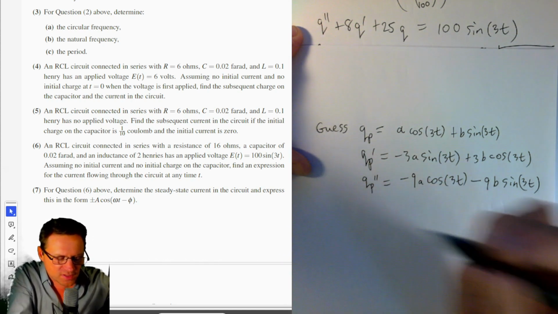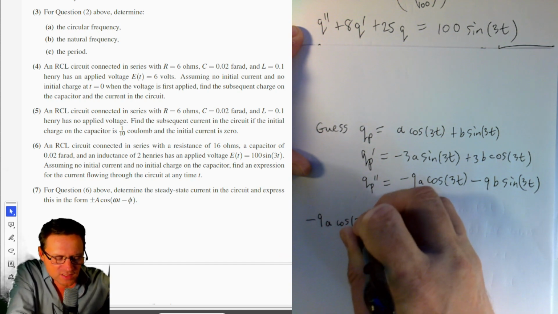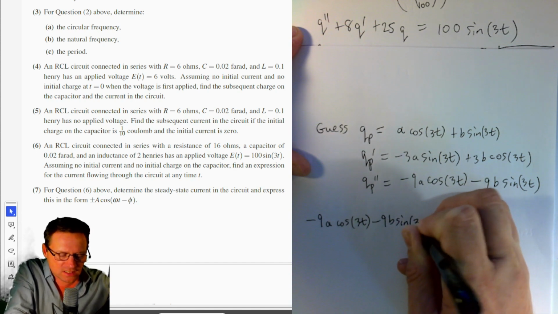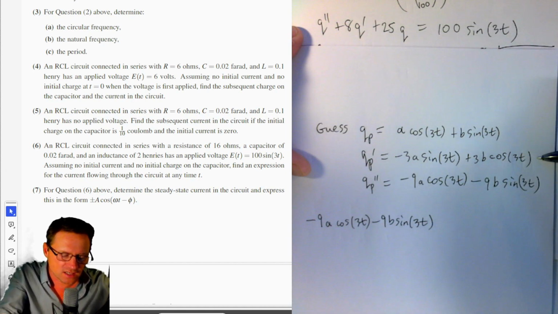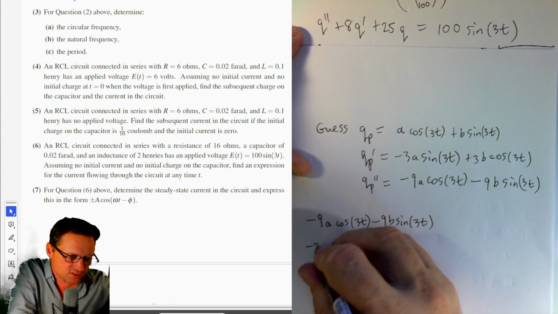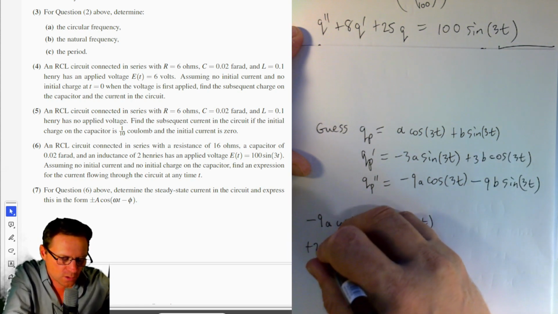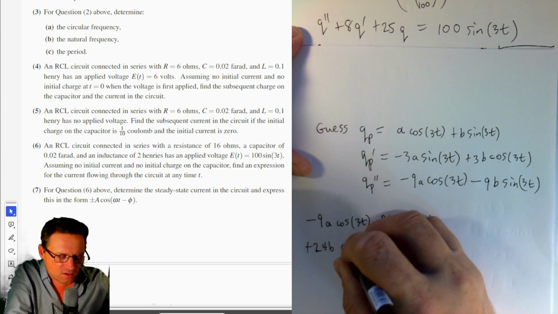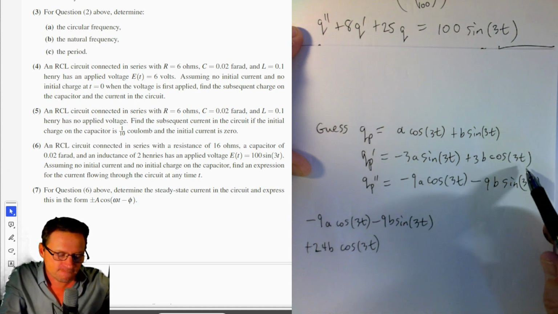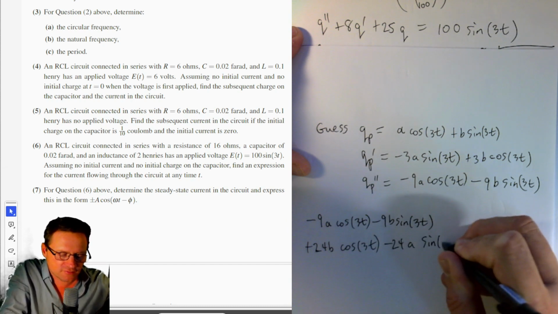So we'll put the cos in front, so minus 9a cos of 3t minus 9b sine of 3t. And then we have 8 times Q_p dash. So that's 8 times minus 3, which is minus 24. But let's go with the cos first. That's plus 24b cos of 3t. Okay, then minus 24a sine of 3t.